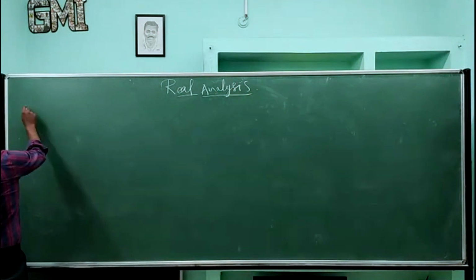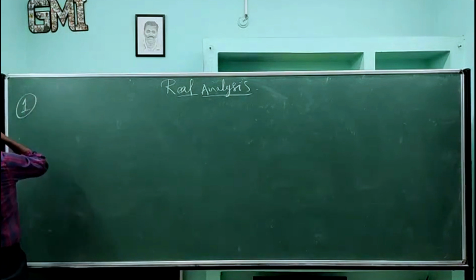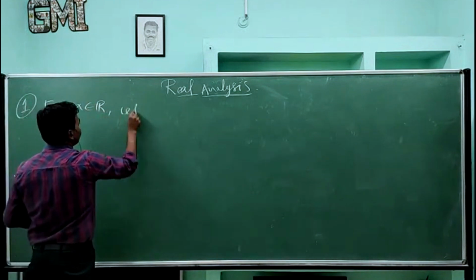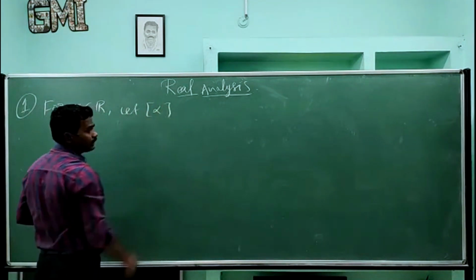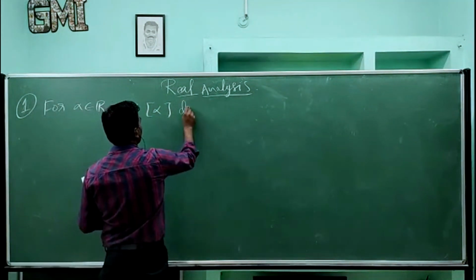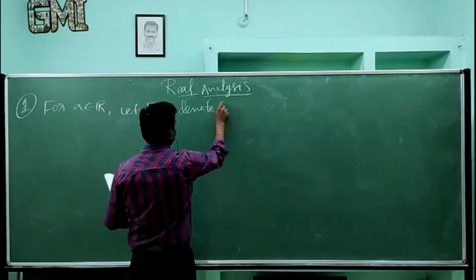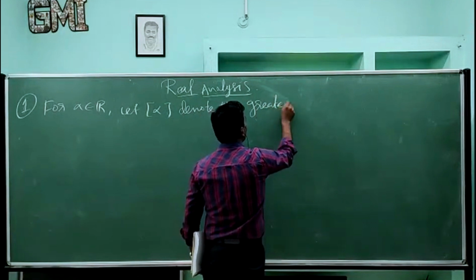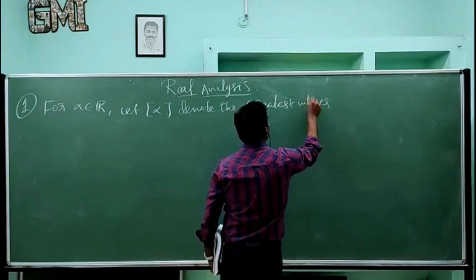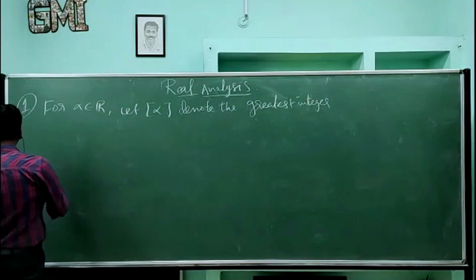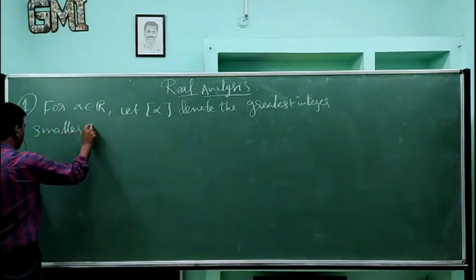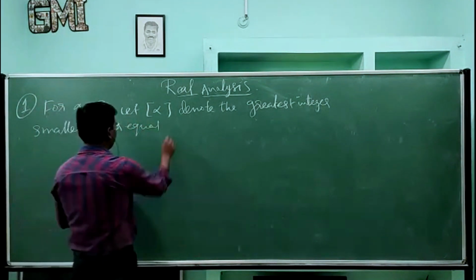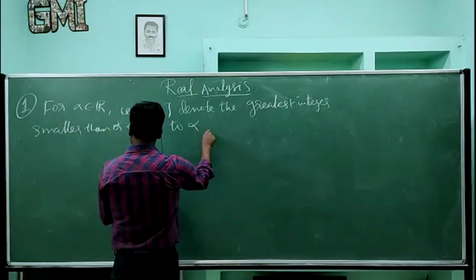I will start with the first basic problem. Problem number 1. Directly we do the problems. For alpha in R, let the bracket notation of alpha denote the greatest integer smaller than or equal to alpha.